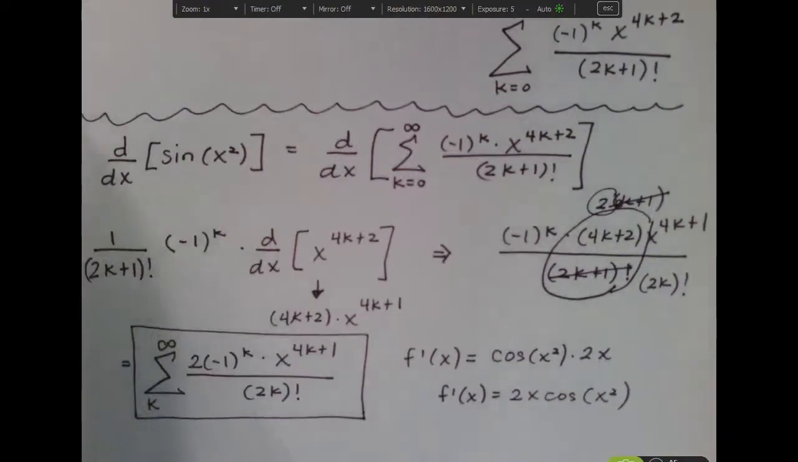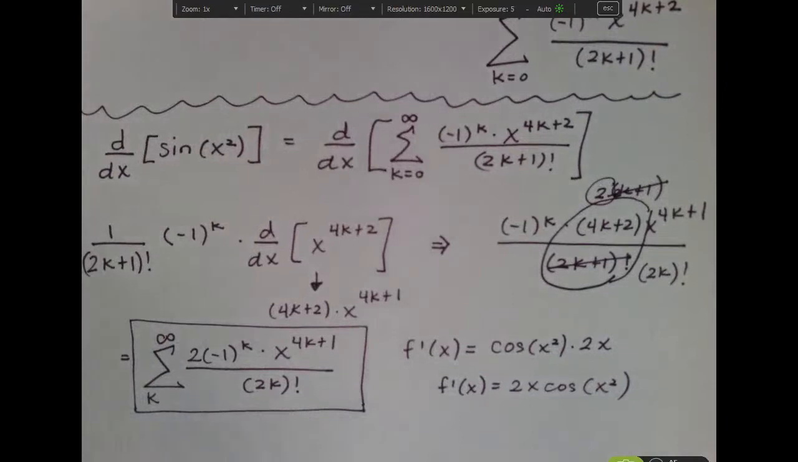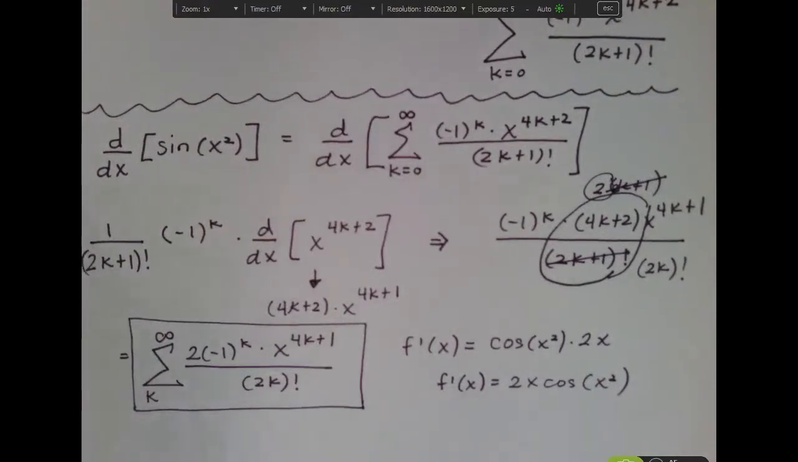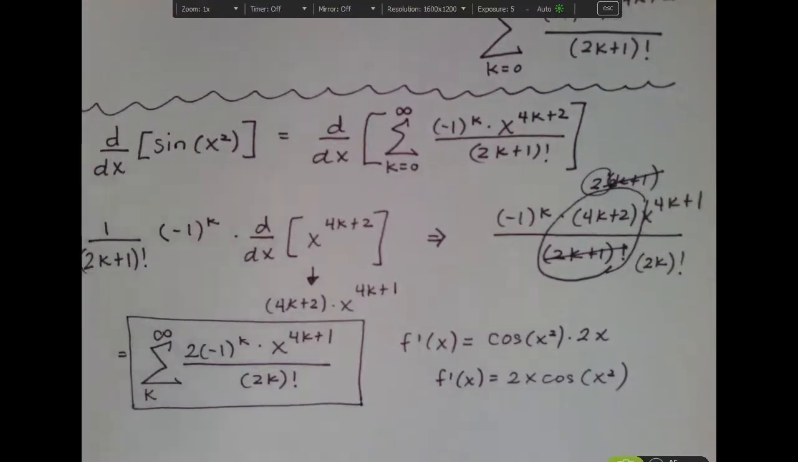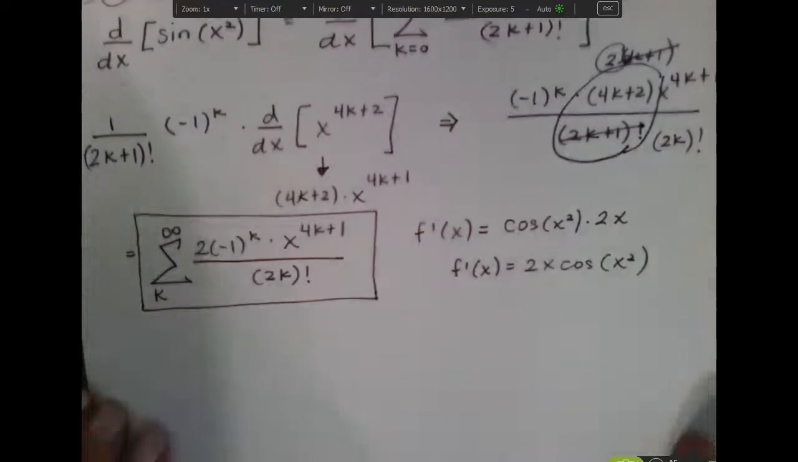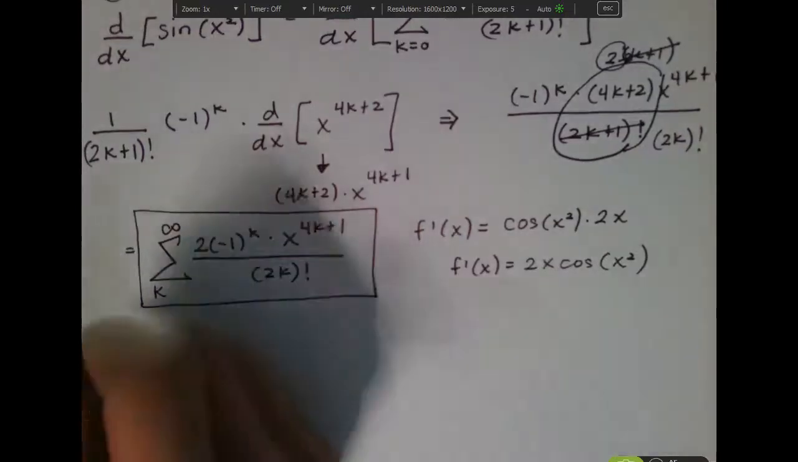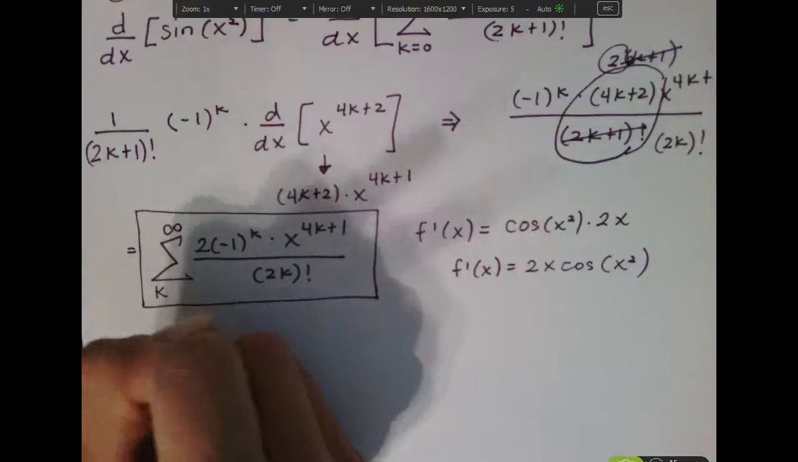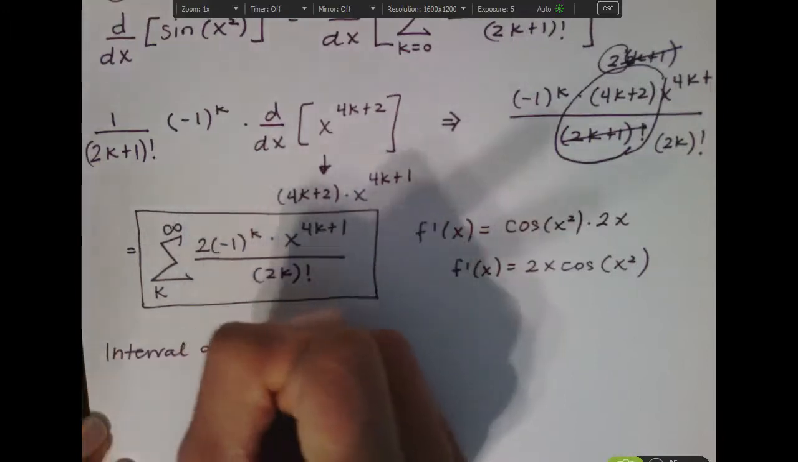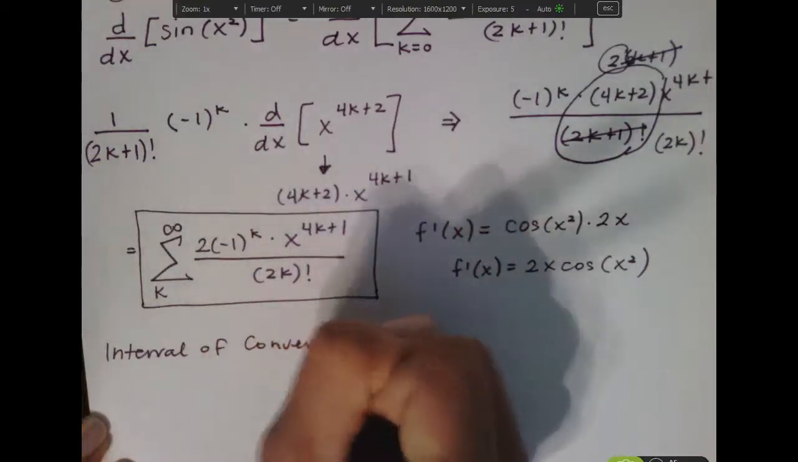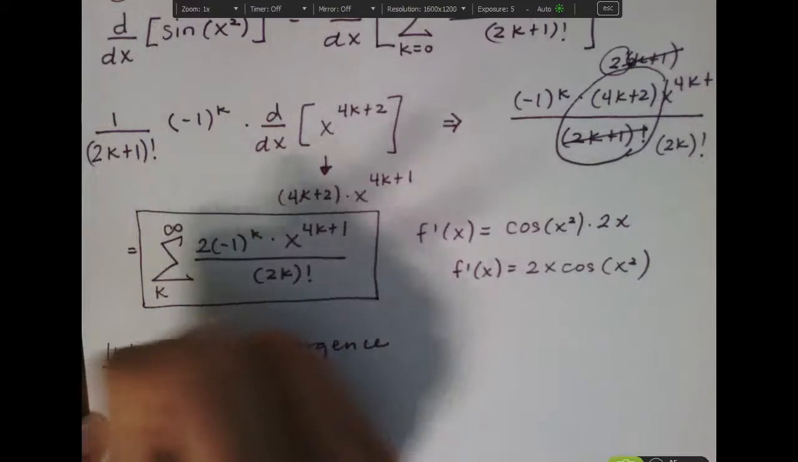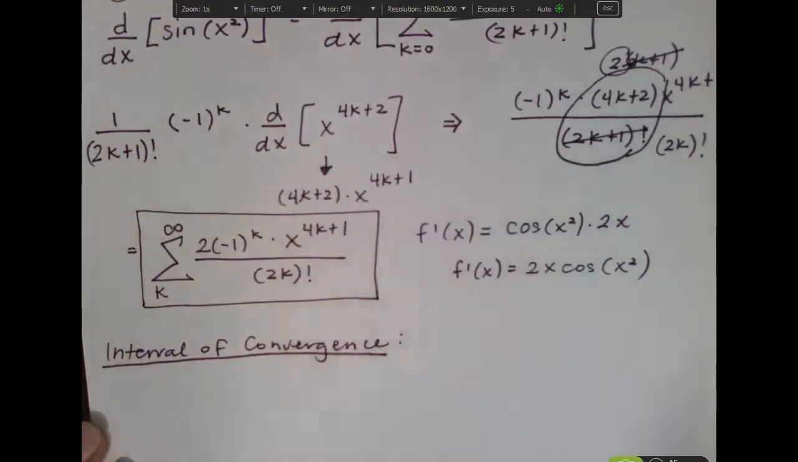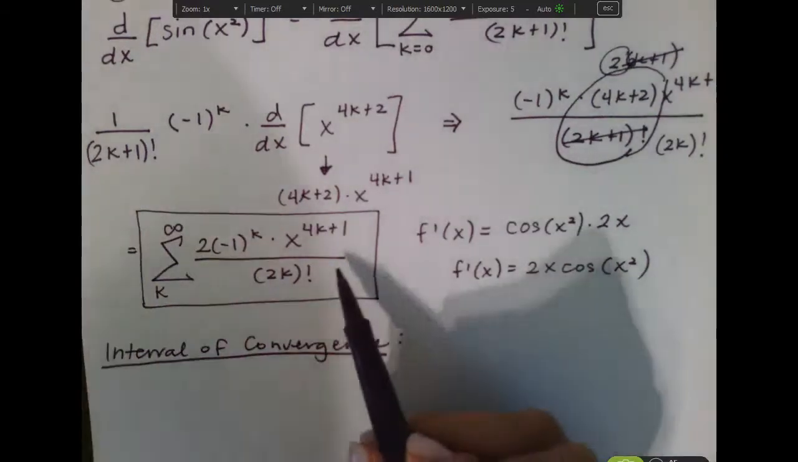Okay, so let's also find the radius and interval of convergence for this, since that may be something that we're asked to do as well. So remember, if we're finding the interval of convergence, that we're using the ratio or the root test on the absolute value of our power series.